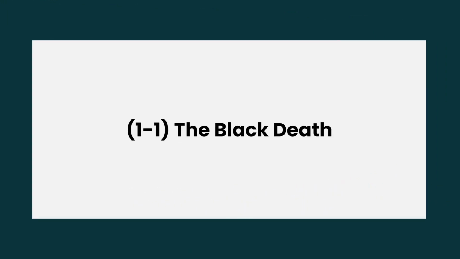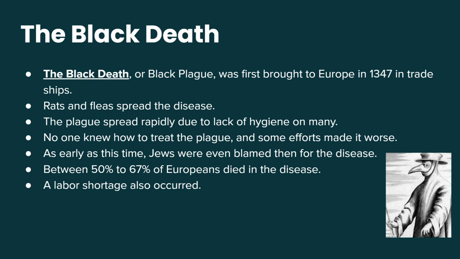Here's our first topic, the Black Death. This is also known as the Black Plague, and it was first brought to Europe in 1347 in trade ships. There were trade ships that always sailed around the Mediterranean, but somewhere along the line they picked up this disease and brought it to Italy. They had rats and fleas on the ship, and those are what spread the disease.